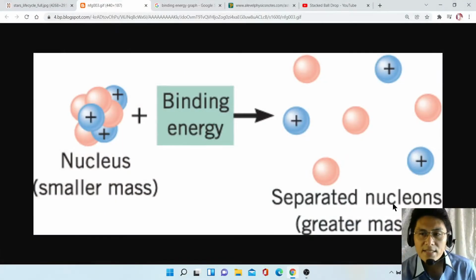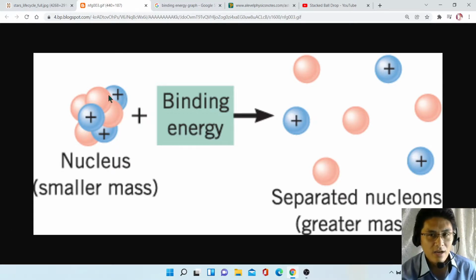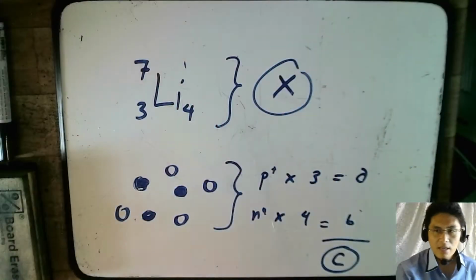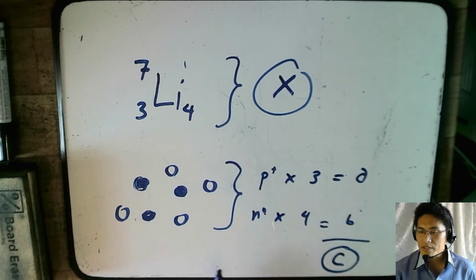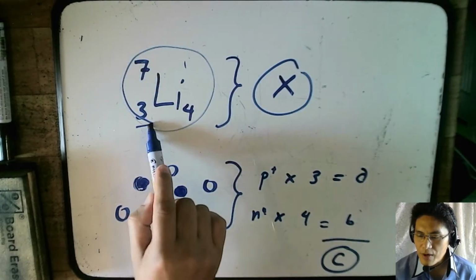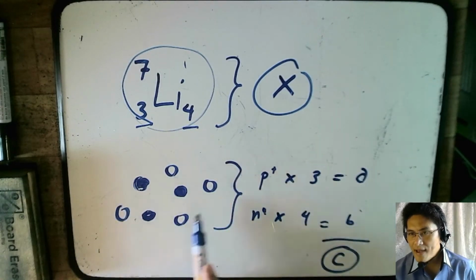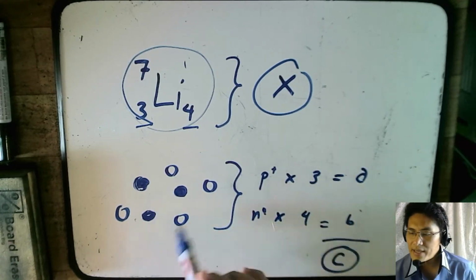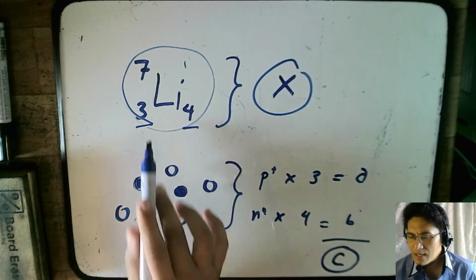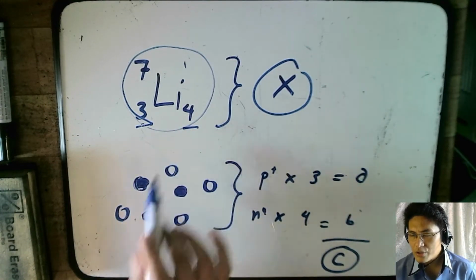When you look at the mass of the nucleons that are separated, not in an atom configuration, the mass is greater. So it's heavier than when they are bound together as one atom. Let me get that straight. This atom is made up of 3 protons and 4 neutrons. If you weigh the 3 protons and 4 neutrons separately, not bound in an atom, it is still made up of 3 protons and 4 neutrons.